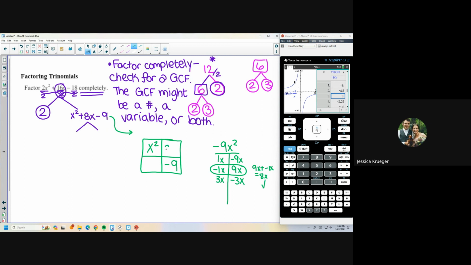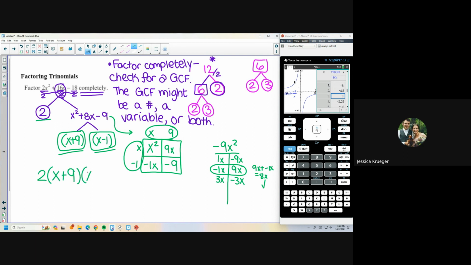So I'm going to put a 9x in one of these boxes and a negative 1x in the other box. And I just need to figure out what goes on the outside. And I get that my two factors of x squared plus 8x minus 9 are x plus 9 and x minus 1. And neither of those can be broken down again. So now I have my three factors of this binomial. So my final answer is 2 times x plus 9 times x minus 1.